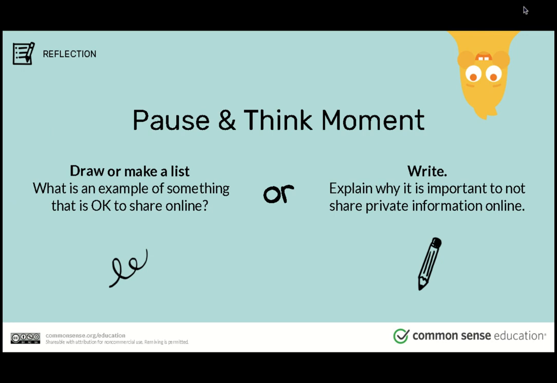To reflect a little bit on what we've learned today, you have the option to do a reflection activity that's posted in your Google Classroom. You can do a couple of different things with this reflection activity. You could draw or make a list of examples of things that are okay to share online. Or you could write and explain why it's important to not share your private information online. Or you could do both. If you have a printer, you can print out this page and draw right on it, or if not, feel free to draw on a separate sheet of paper.